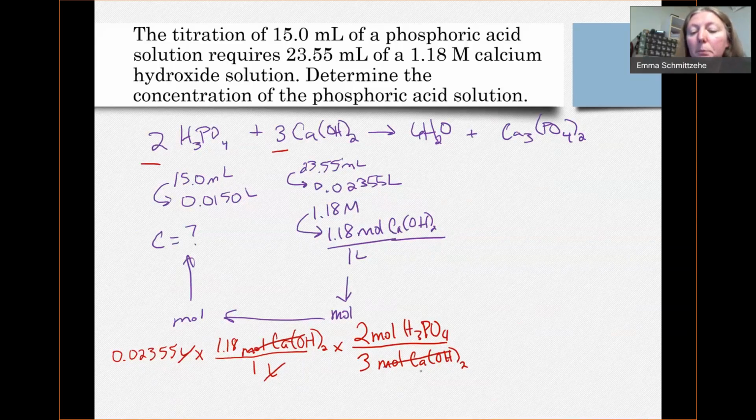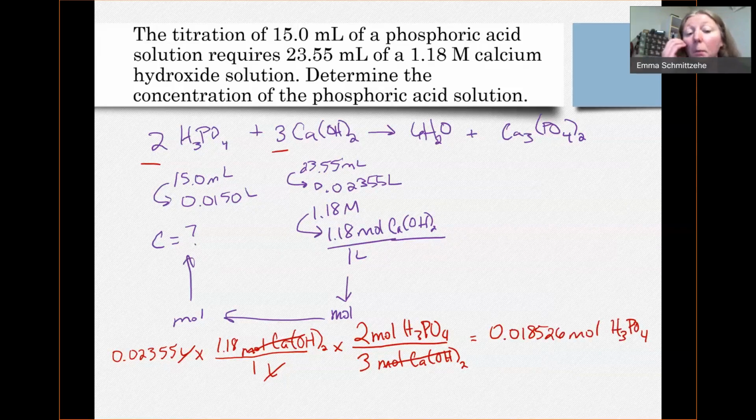And that's going to give me my moles. I'll go ahead and stop there. So 0.02355, let's see, times 1.18 times 2 divided by 3. And that gives me 0.01852 moles. I'll just write all of that down because we're not done with the calculation yet. So we've got some extra sig figs there.